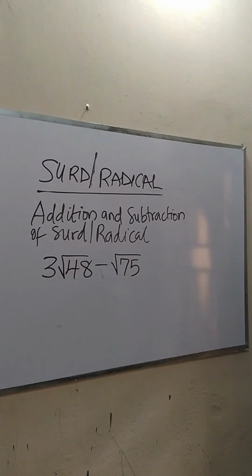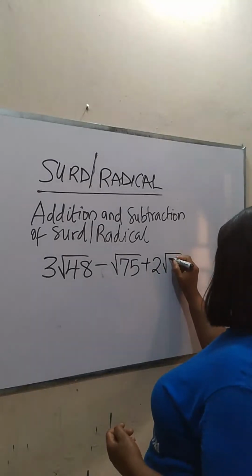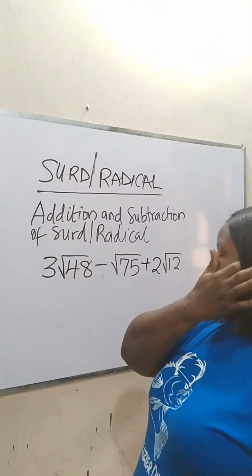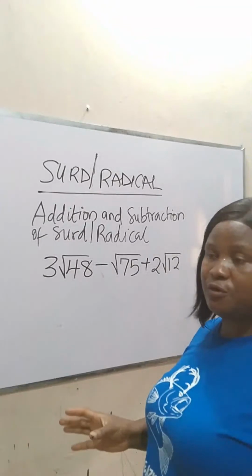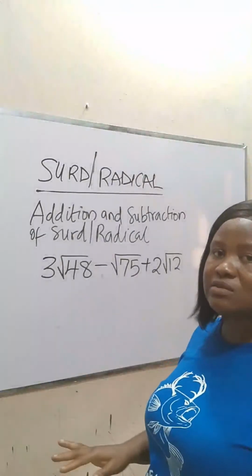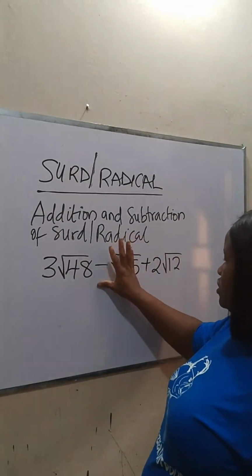Plus 2 root 12 plus 2 root 12 plus 2 root 12. Okay? So I'm asked to simplify this. Now looking at this, none of them is in its simplest form. So first of all, we're going to start by converting them to their simplest form before we can add, subtract as the question demands.